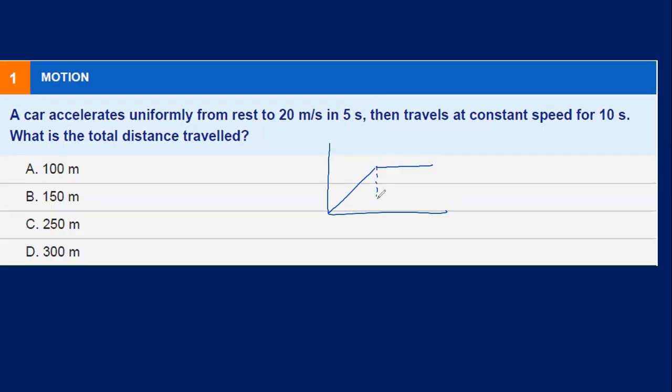Okay, so how to work out the total distance traveled is the area under the graph. So you need to work out the area of the triangle as well as the area of that rectangle. For that, 1/2 times 20 times 5, and for this, 20 times 10. So you may work it out as 50 plus 200, and that is 250. So C is your best.